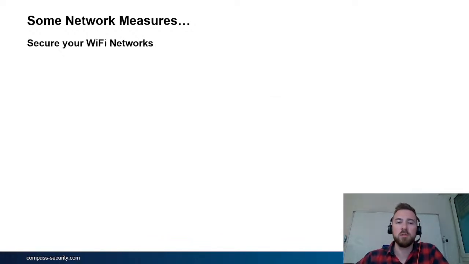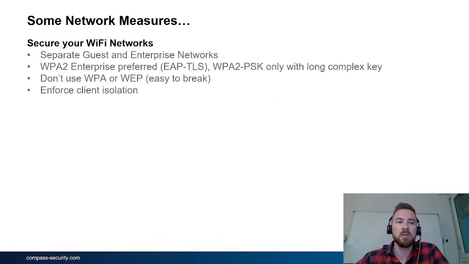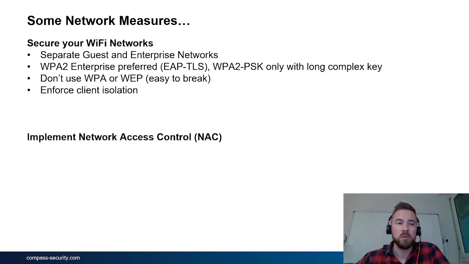Then you should secure your Wi-Fi networks. So you should separate guest and enterprise networks. You should use secure mechanisms like WPA2 Enterprise in the best case. If you need to use WPA2 PSK, make sure you have a long, complex key. And you should also enforce client isolation, so that different devices which are connected to the Wi-Fi cannot attack each other or talk to each other in an unwanted way.